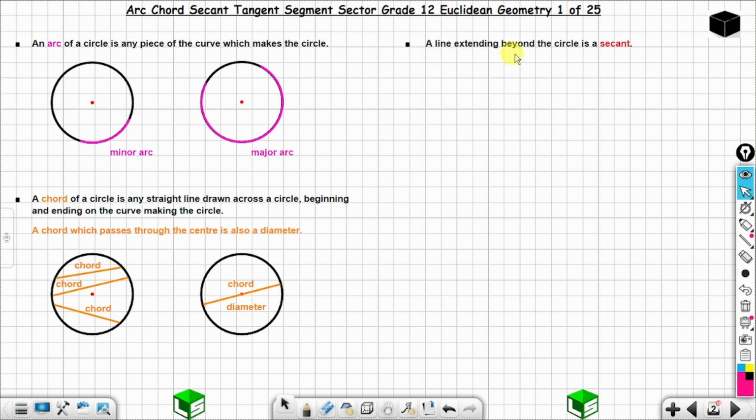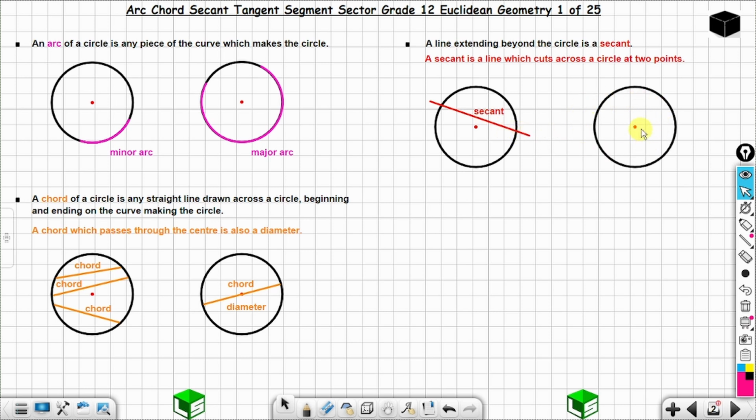A line extending beyond the circle is a secant. What is a secant? A secant is a line which cuts across a circle at 2 points. So if you extend a chord, now it's going to be a secant. Let's say you have a circle and you have this line. You can see it's extending beyond the circle. Now this is a secant, which is a line which cuts across a circle at 2 points. 1, 2. So this is a secant.